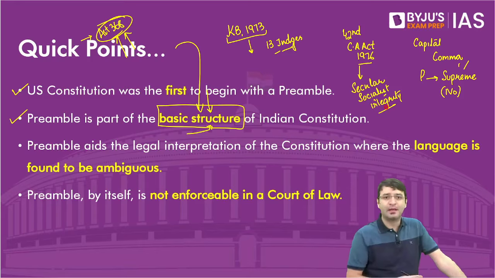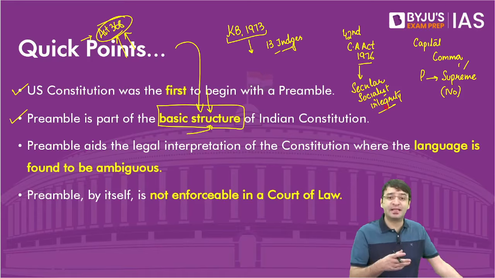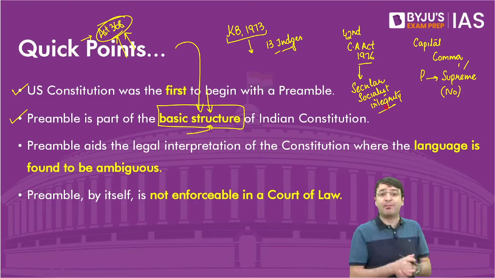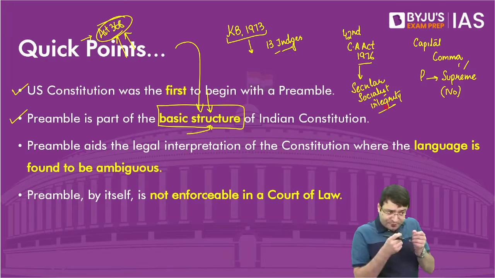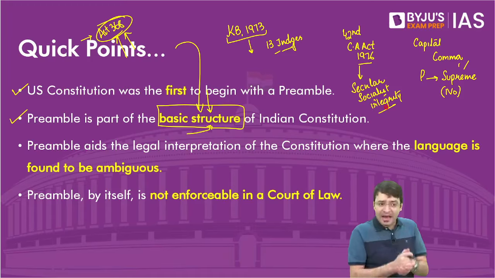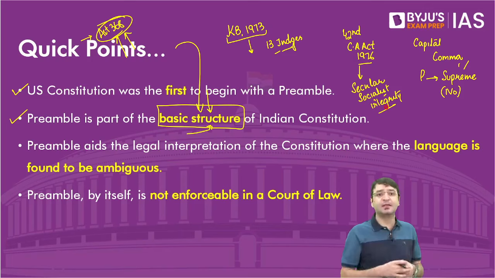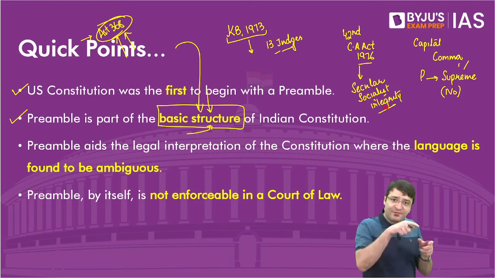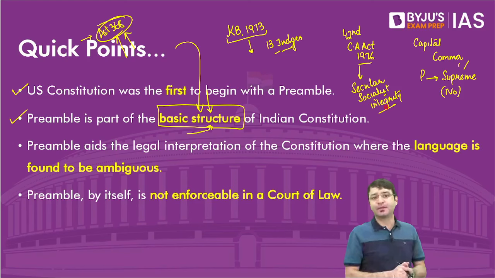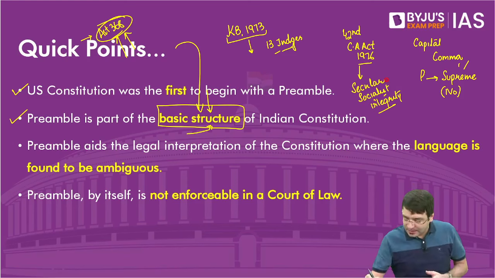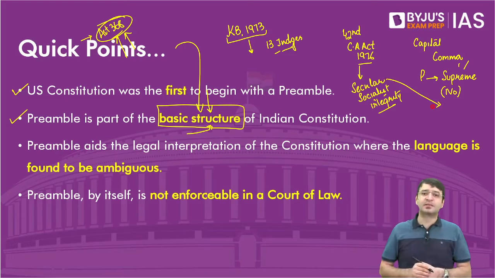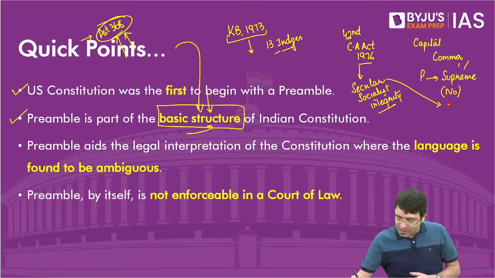But can we enhance the preamble? Enhance the preamble in the sense, add more objectives to the preamble? Yes. Add more features to the preamble? Yes. Add more nature to the preamble? Yes. If these changes do not affect the existing preamble, which means if our preamble says we are a secular country, you cannot add Islamic State or a Hindu Rashtra.